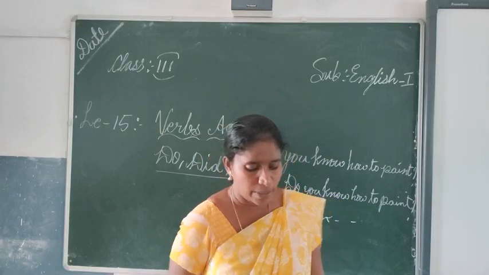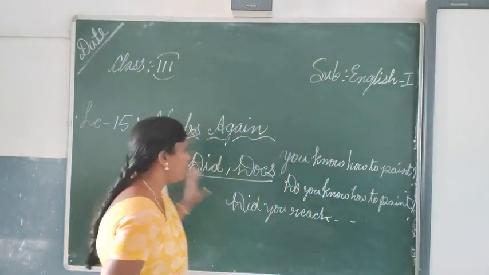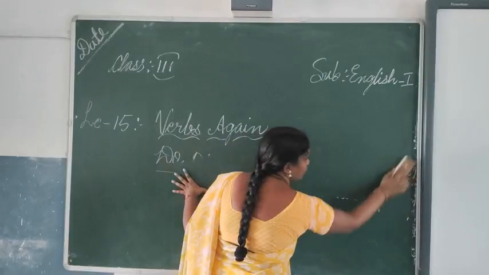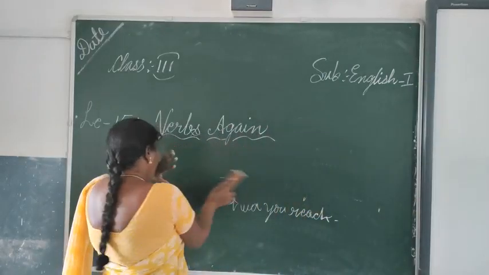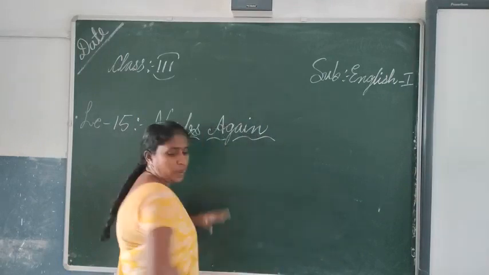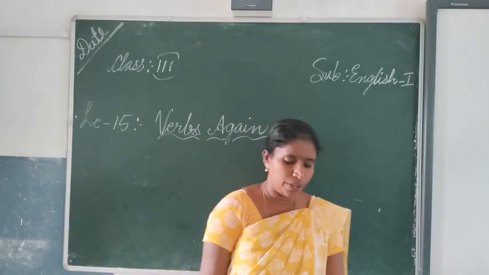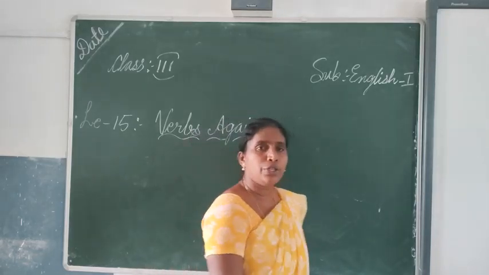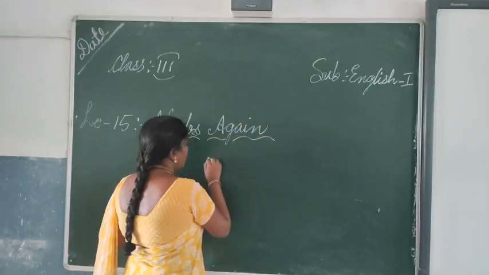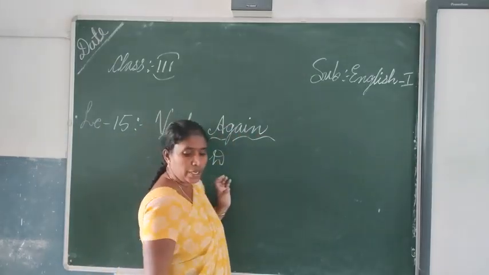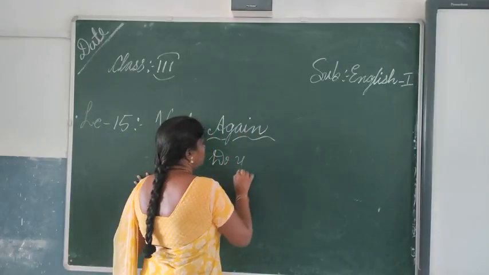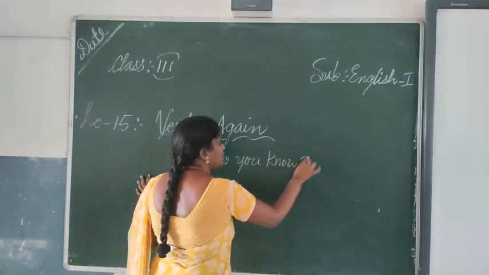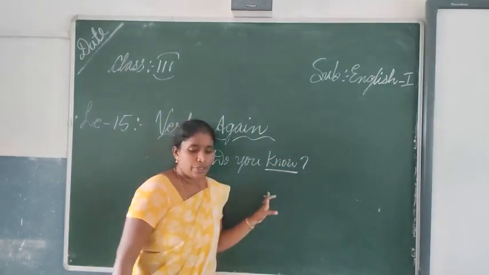The next exercise, they have given how to use this one. Exercise number 4, if you see, you have to make the words with the did you dash. So what do you have to do? Did you know? So what is did? Do you know or did you know? Do you know? So in this question, the word know will be used there.